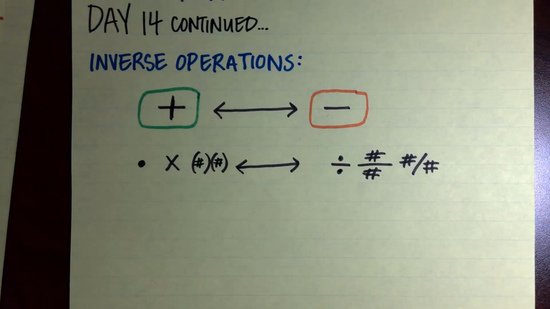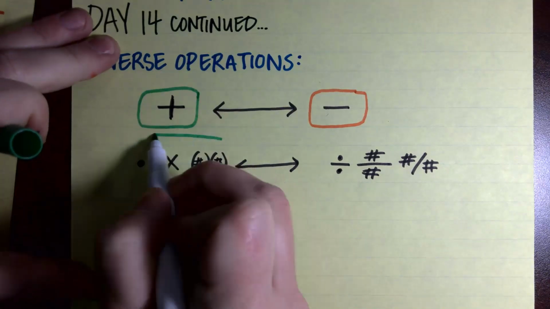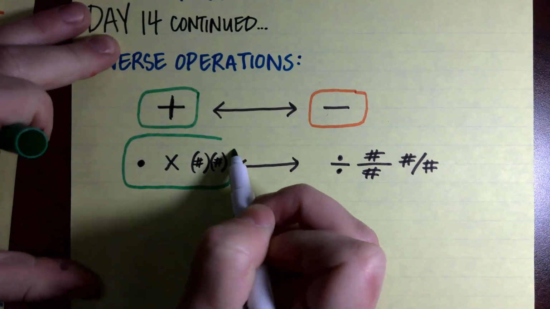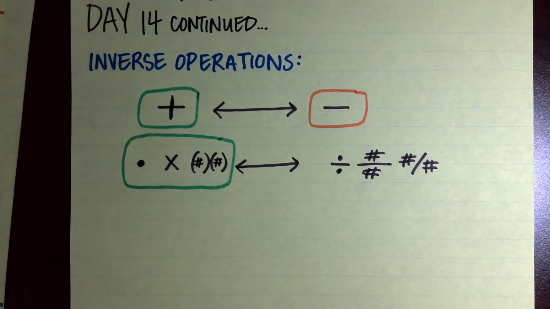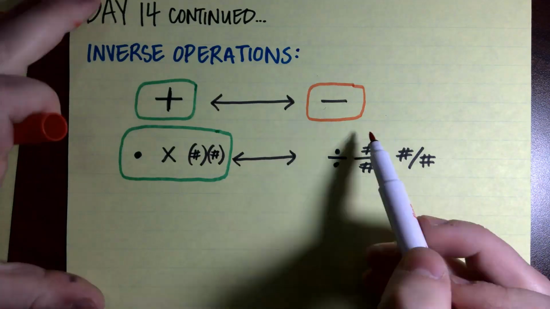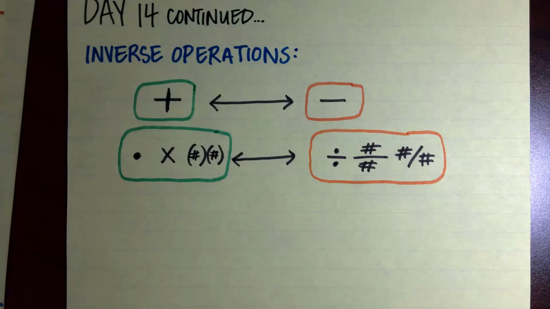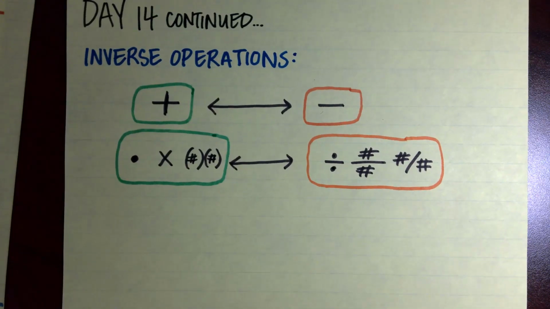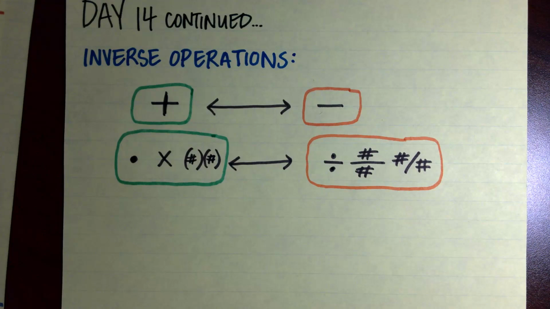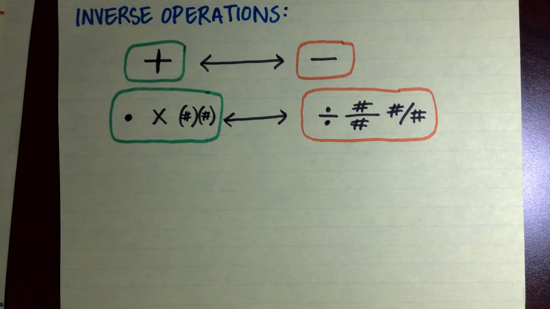So, anytime there is multiplication in a problem, we need to divide to get rid of it. Anytime there's division in a problem, we need to multiply to get rid of it. If there's addition, we use subtraction. If there's subtraction, we use addition. To solve for x and get it by itself, we always use these inverse operations. Always.